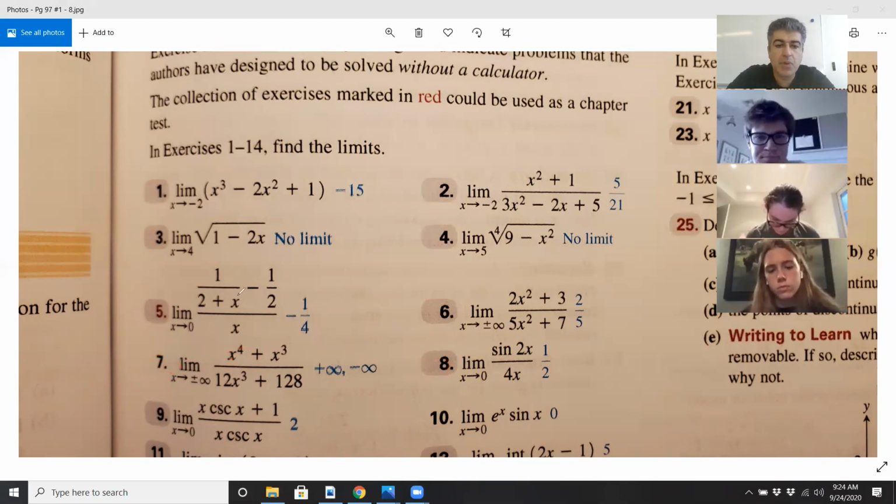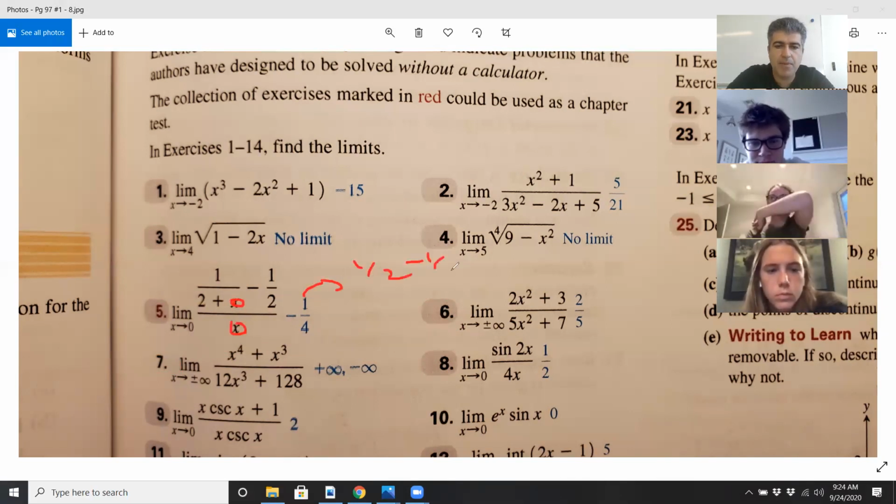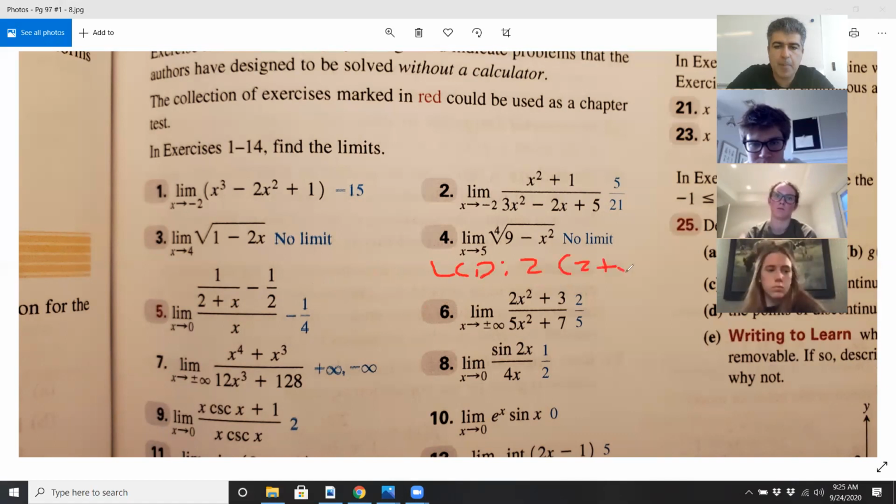Let's go over 5. What you want to do is this. If you plug in 0, you have a problem. You have 1/2 minus 1/2 over 0. 0 over 0 is not okay, not good. So what do you do? You find the LCD. LCD is that straight up, right? Multiply this by 2 plus x. Multiply this by 2.